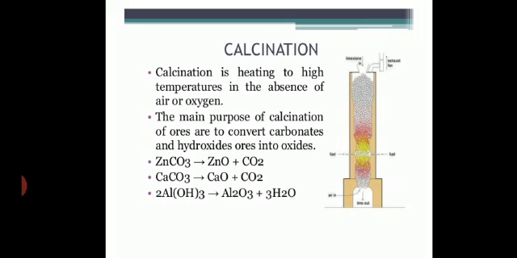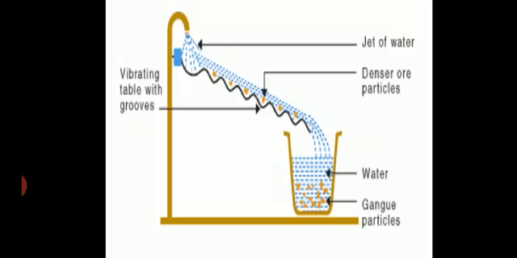If it is a sulfide ore, then we should go for roasting of the ore, and if it is a carbonate or hydroxide ore, then we should go for the calcination of the ore. Clear? After that we'll come to what is known as the gravity method of separation. That is a gravity separation method that we use.